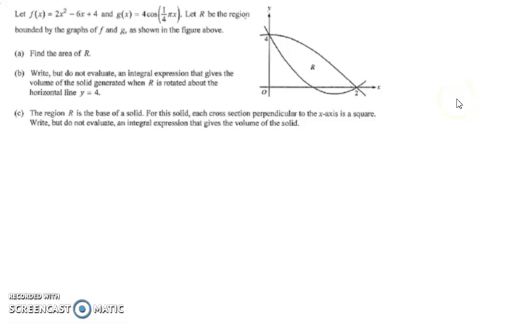All right, here we have a non-calculator area and volume question. So the first question says find the area of R. So you want top curve minus bottom curve. And your top curve is going to be the cosine curve. And the bottom curve will be the quadratic.